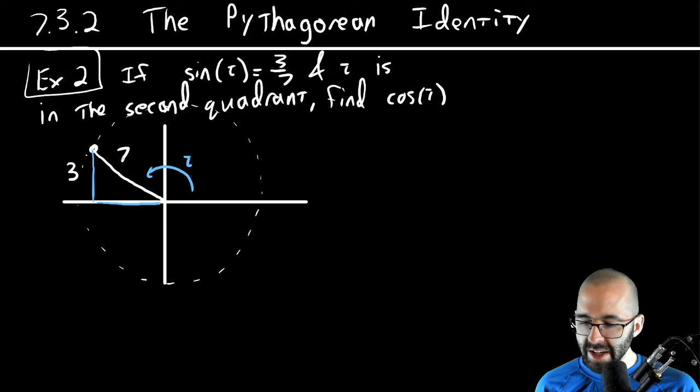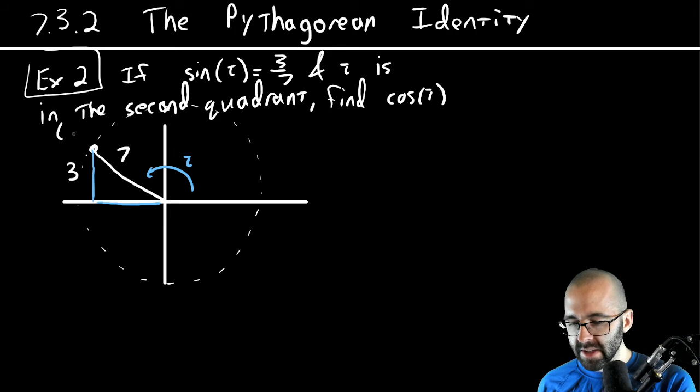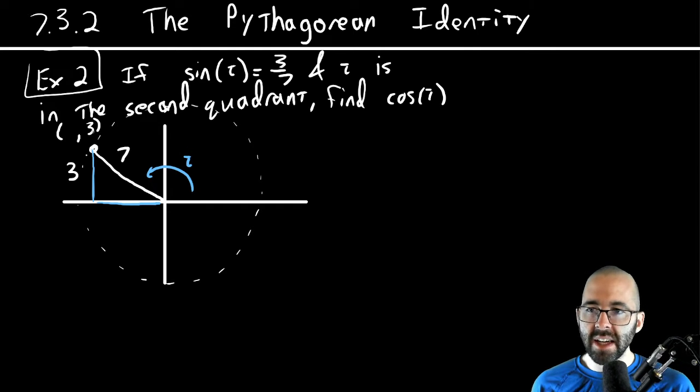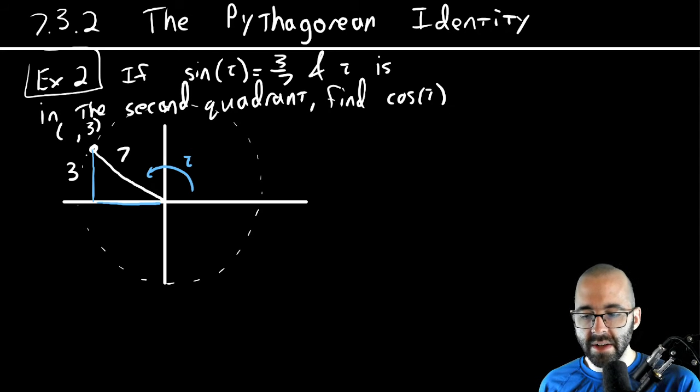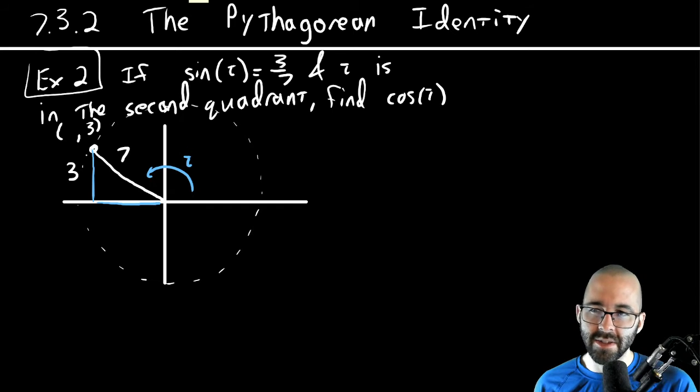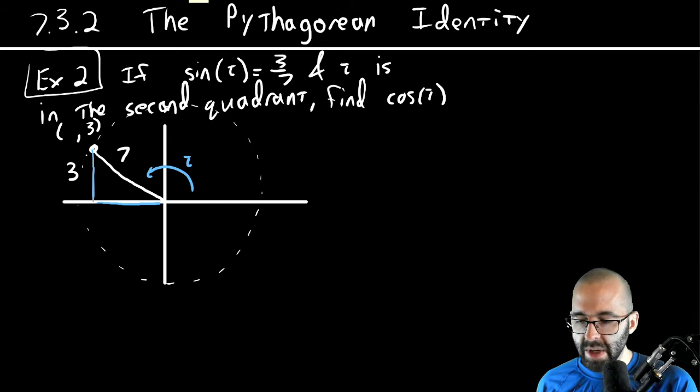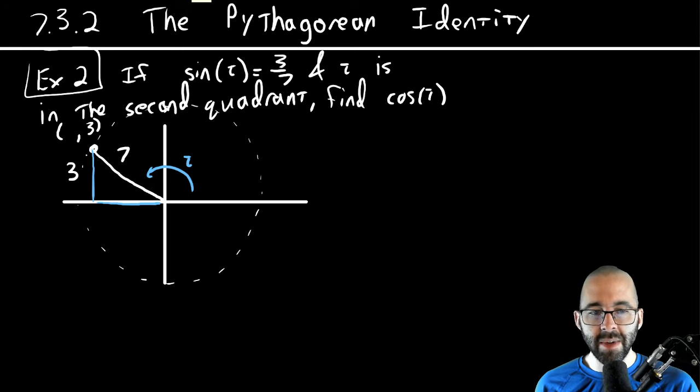Okay. Well, then notice that this point is going to be the x value, comma, the y value. But in this case, we don't know what the x value is. If we knew the x value, we'd know cosine, right? Cosine of t is the x value if it's a unit circle, which again, it's not the unit circle right here. But we could scale it back. So what we're going to do is we can find this side length right here by using the Pythagorean theorem.